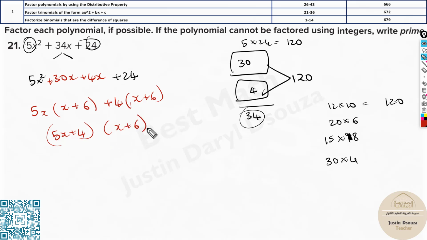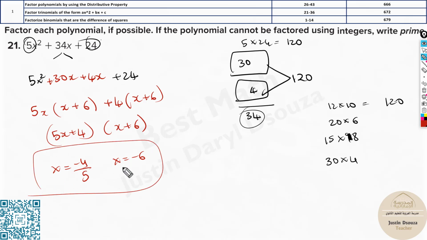This is the factors. Now they did not ask you the x value. If you want to find the x value over here, you just equate them to 0. So x would be minus 4 by 5 and x would be equal to minus 6. But this is not required. But the calculator method will give you this. How I got this? Just equate this 5x plus 4 equals 0. Take this 4 to the other side. You will have 5x is equal to minus 4 because it goes to the other side, and x is equal to minus 4 divided by 5. That will be the answer. And for x plus 6 equals 0, x equals negative 6. So this is the method.